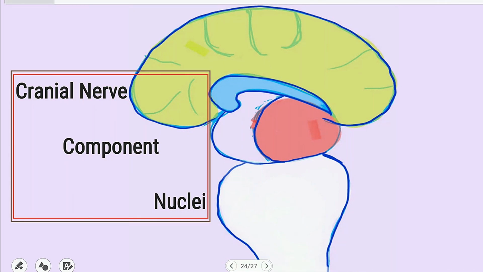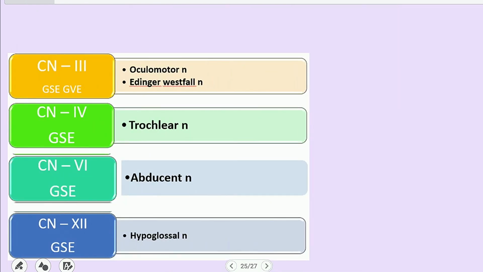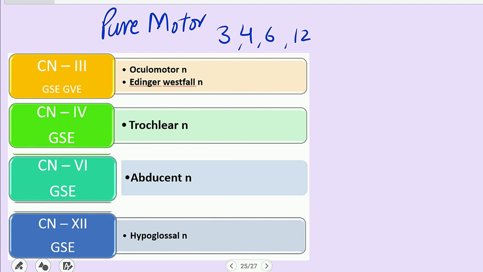Now I will summarize the nuclei in another way. Cranial nerve wise: cranial nerve, component and the nuclei. Look at here, these are the pure motor cranial nerves, and pure motor cranial nerves are 3, 4, 6 and 12. Third cranial nerve has two components, general somatic efferent and general visceral efferent. Oculomotor nucleus for general somatic efferent function and Edinger-Westphal nucleus for general visceral efferent function. Then cranial nerves number 4, 6 and 12 have only the general somatic efferent component. Fourth nerve nucleus is the trochlear nucleus, sixth nerve nucleus is the abducent nucleus, and 12th nerve nucleus is the hypoglossal nucleus.